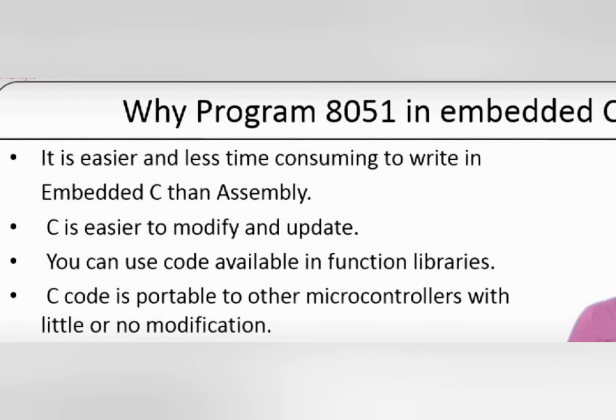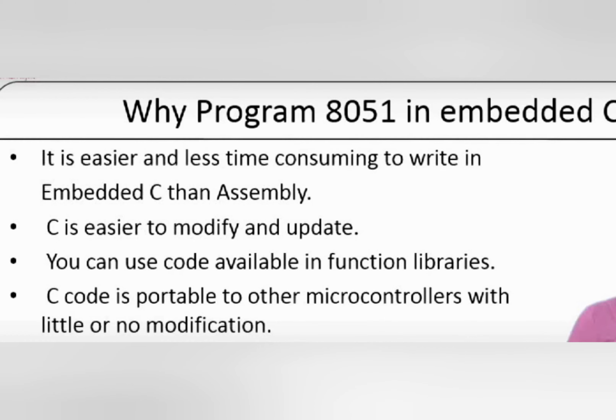Why program the 8051 in embedded C? It is easier and less time consuming to write in embedded C than assembly. C is easier to modify and update. Whenever you write programs in embedded C, we require an integrated development environment with tools like the compiler, assembler, editor, debugger, emulator, simulator and linker. With these tools we can easily modify the C programs.